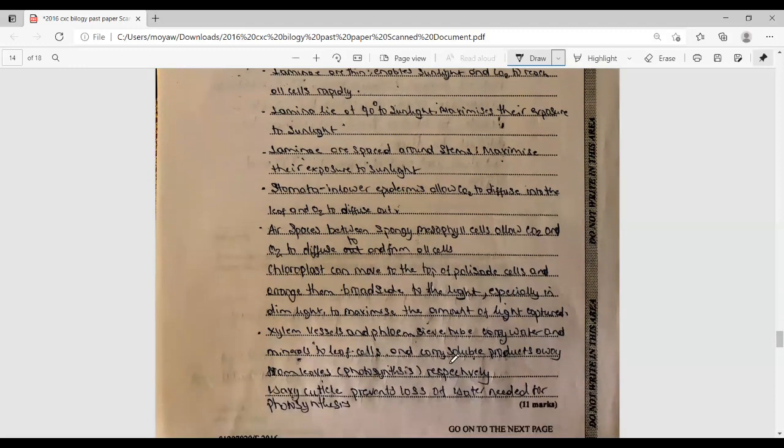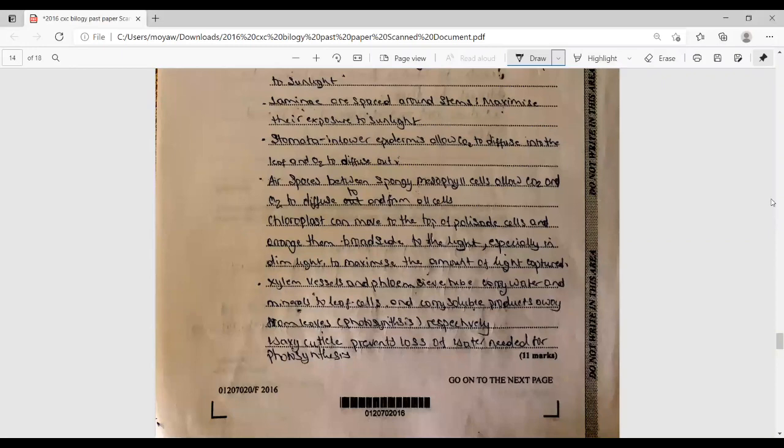The xylem vessels and phloem sieve tubes carry water and minerals to leaf cells and carry soluble products away from leaves, which is photosynthesis, respectively. Wax cuticle prevents the loss of water needed for photosynthesis. So it is 11 marks.